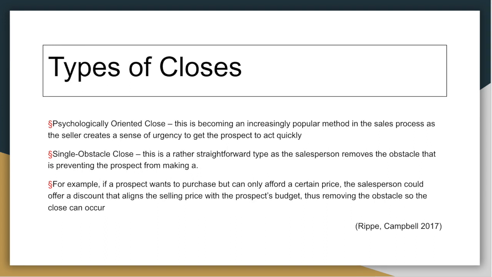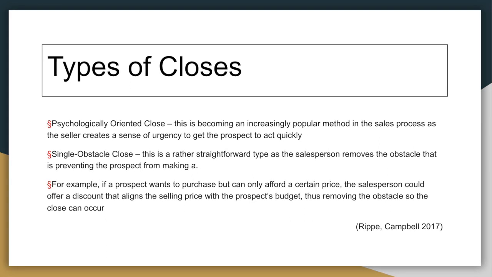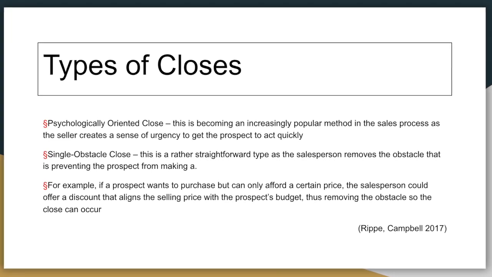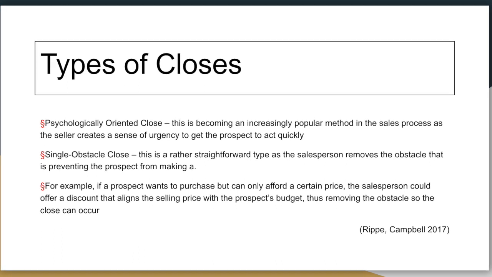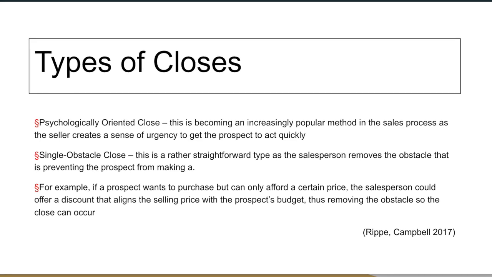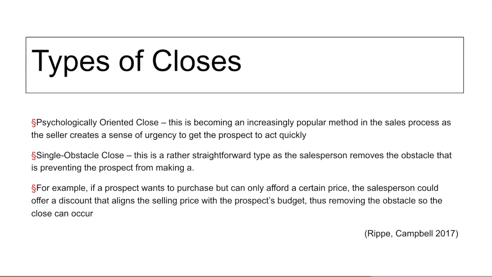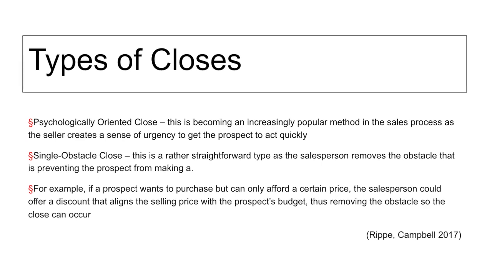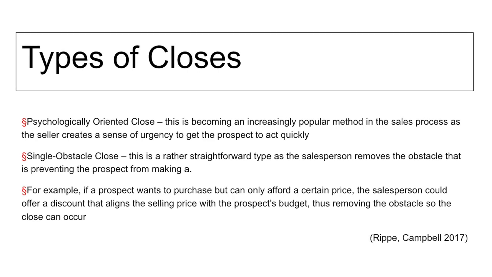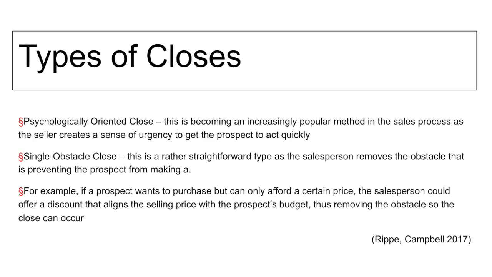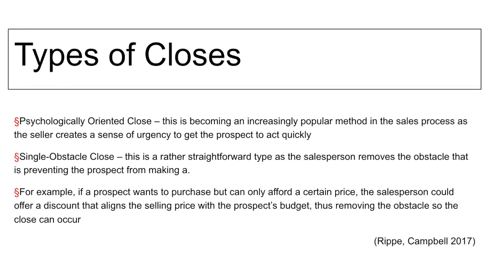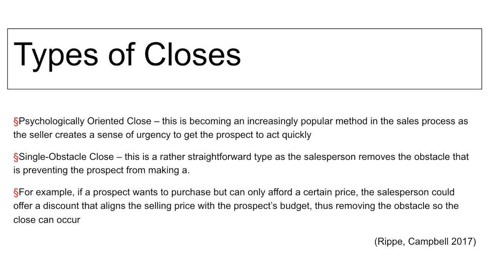There are different ways to close a sale. There's a psychologically oriented close. This is becoming an increasingly popular method in the sales process as the seller creates a sense of urgency to get the prospect to act more rapidly. Another type of close is a single obstacle close. This is a rather straightforward type as the salesperson removes the obstacle that is preventing the prospect from making a sale. For example, if a prospect wants to purchase but can only afford a certain price, the salesperson could offer a discount that aligns the selling price with the prospect's budget, thus removing the obstacle so that the close can occur.